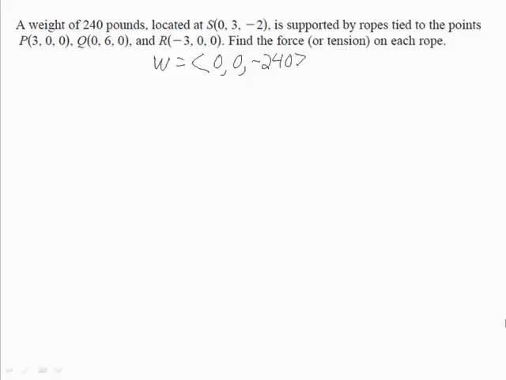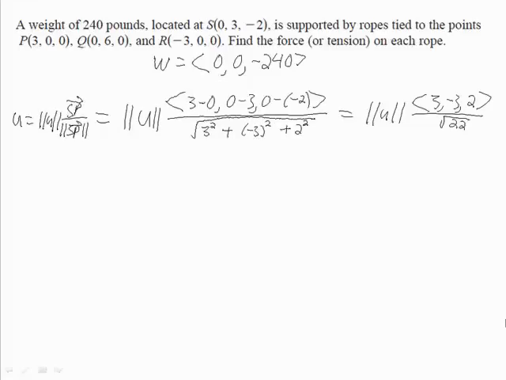U is equal to the magnitude of U times the vector SP divided by the magnitude of the vector SP, which is equal to the magnitude of U times the vector 3 minus 0, 0 minus 3, and 0 minus -2, divided by the square root of the quantity 3 squared plus -3 squared plus 2 squared.